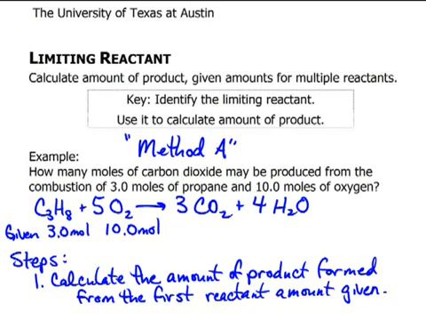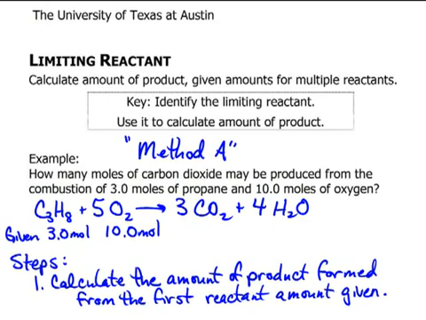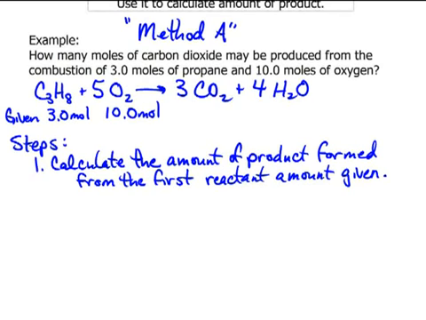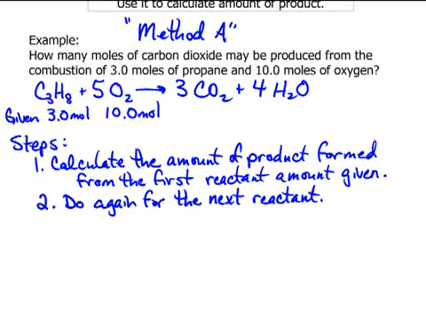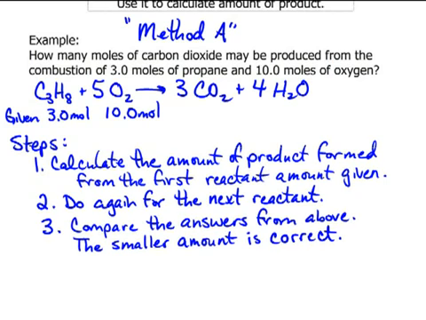First off, we'll use that first amount of reactant that we're given, and we'll calculate the amount of product that's formed from it. Then we do it again for the next reactant. For step 3, we compare the answers from steps 1 and 2. The smaller amount of those 2 is the correct response. And then you just check to make sure it's in the units that you need to solve the problem.